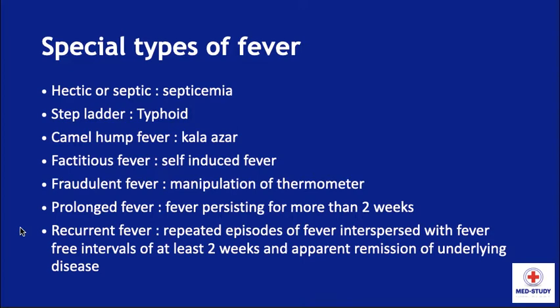Now, some special types of fever are seen, like hectic or septic fever as seen in septicemia, stepladder fever as seen in typhoid, camel hump fever as seen in Kala Azar, factitious fever which is a self-induced fever, fraudulent fever, which is manipulation of the thermometer, prolonged fever is fever persisting for more than 2 weeks. Recurrent fever is when repeated episodes of fever are interspersed with fever-free intervals of at least 2 weeks and apparent remission of the underlying disease.